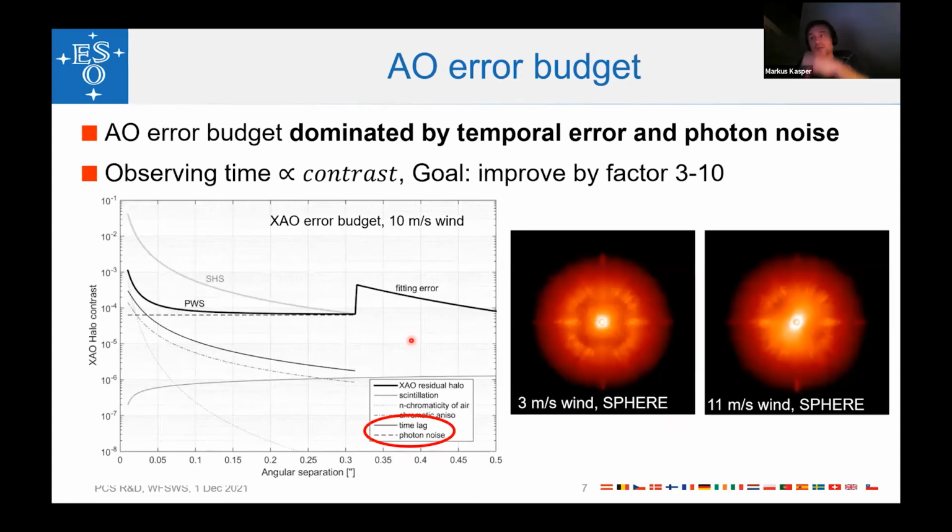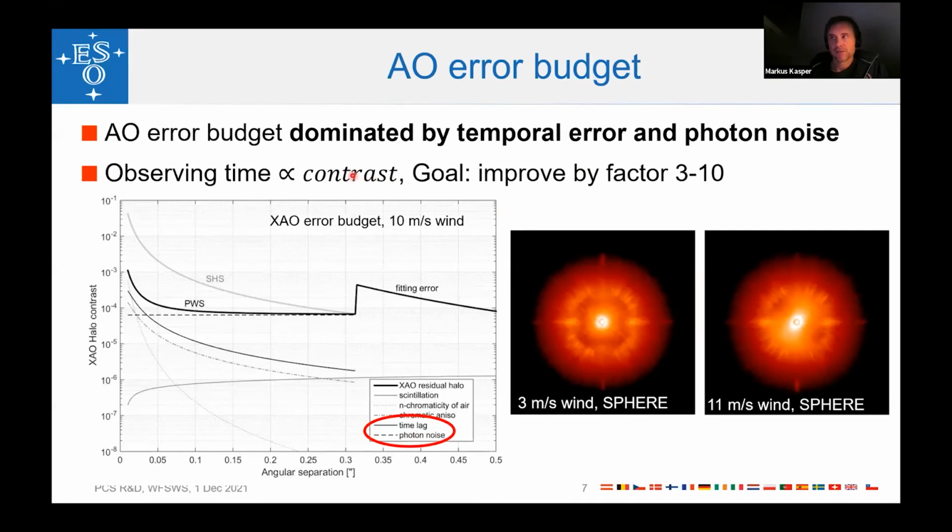So why is the AO still requiring R&D? The main reason for that is, as I've mentioned, that the main error source or the main noise term is the residual light from the stellar halo. You see here the AO error budget, the different terms that drive the stellar halo flux that produces photon noise. At small angular separation, where we are mostly interested, the time delay error, time lag, and the photon noise of the wavefront sensor are the most dominant terms. So these are the ones that we really want to beat down.